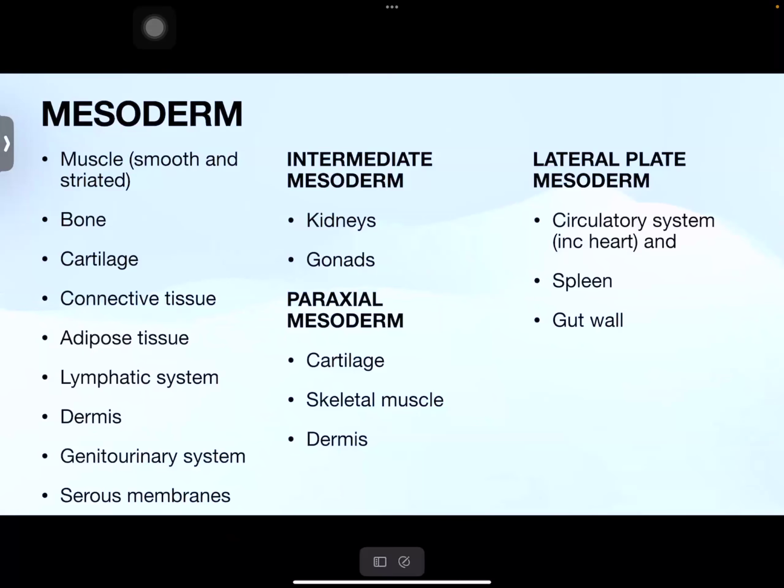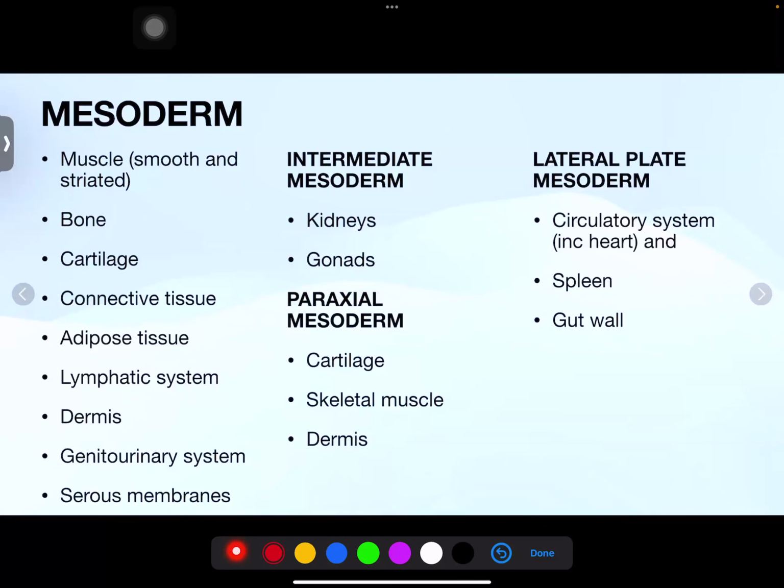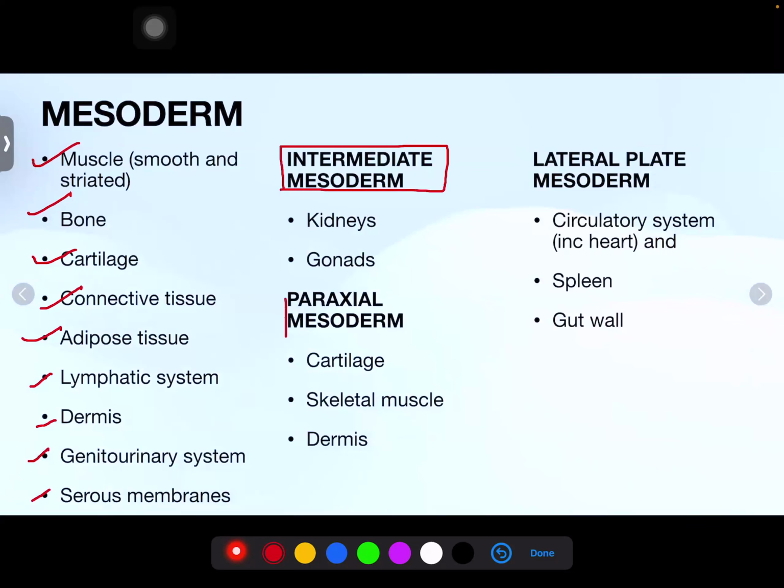Now the mesoderm. From mesoderm, all the muscles, the bone, cartilage, connective tissue, adipose tissue, lymphatic system, dermis, genitourinary system, and serous membranes. Okay, so everything in the middle, the muscle, bone, cartilage, like things, they are forming from the mesoderm. Now I have told you three types of mesoderm: the intermediate, the paraxial, and the lateral plate mesoderm.